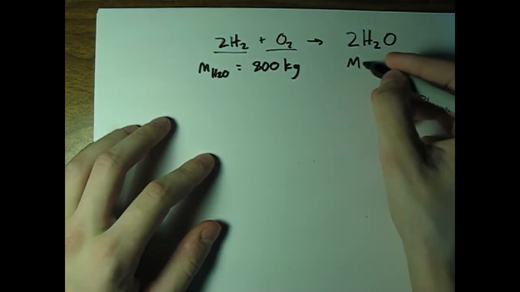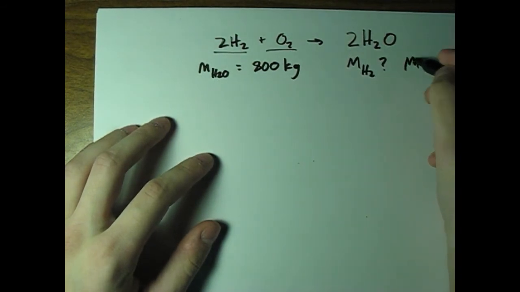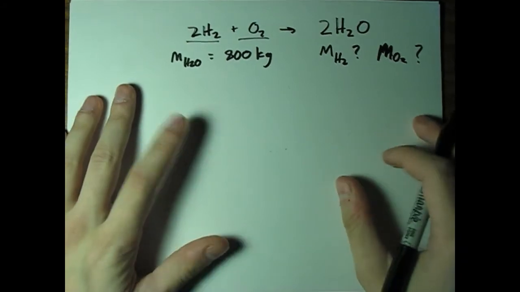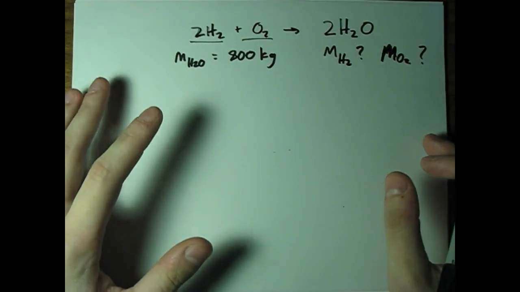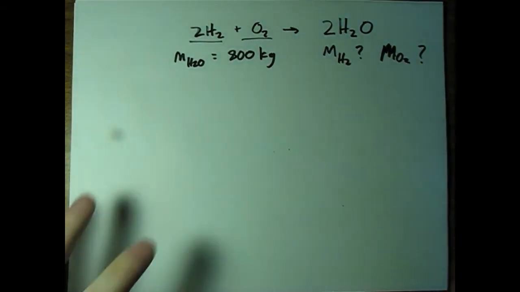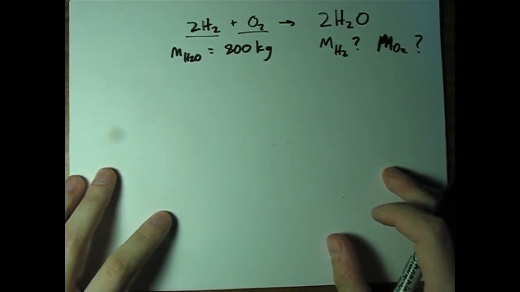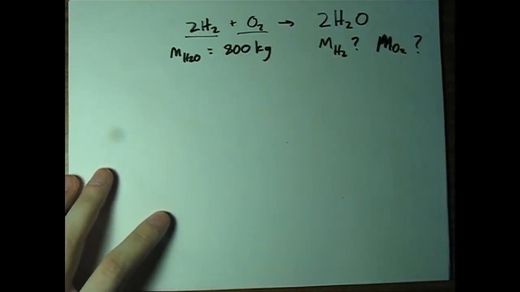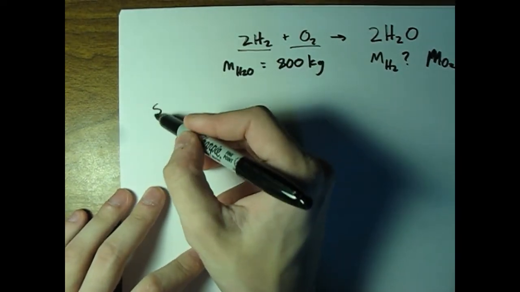So M of H2 is what? And M of O2 is what? Let's see. I guess that's everything we need to get started. So we're going to do some, what do you call it? Dimensional analysis, or, no, we're going to, what is it called? Anyway, unit conversion stuff. Basically, used a lot in chemistry.